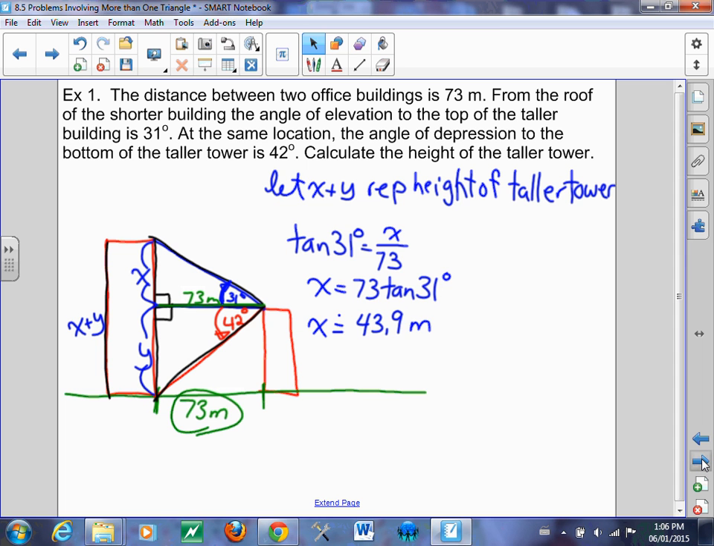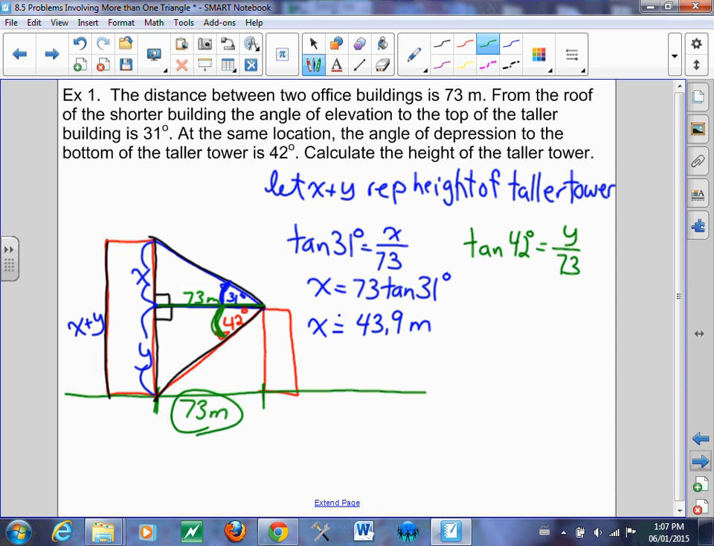Okay, so what we need to do is find the y next. So using the y, ladies and gentlemen, we've got the angle of 42 degrees, we've got the opposite side, and we've got the adjacent side, so we're using tan again. So tan of 42 degrees equals y divided by 73. Cross multiply, so y equals 73 tan 42 degrees. Plug her in your calculator, and y equals 65.7 meters. Okay, we're not done yet.